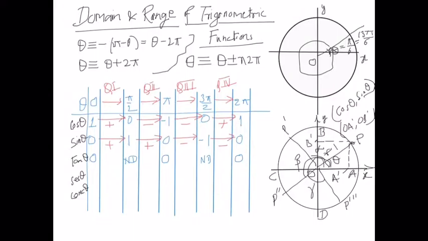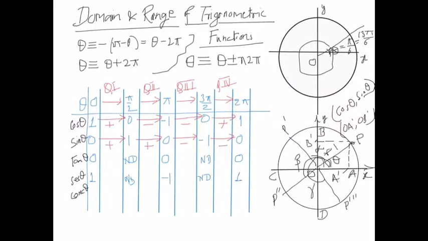And because sec theta is 1 by cos theta, therefore for 0 radians it is 1. For pi by 2 it's not defined. For pi it is minus 1. For 3 pi by 2, sec theta is again not defined because 1 divided by 0 is not defined. And for 2 pi it is back to 1.